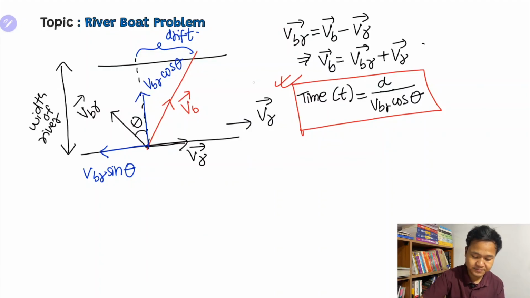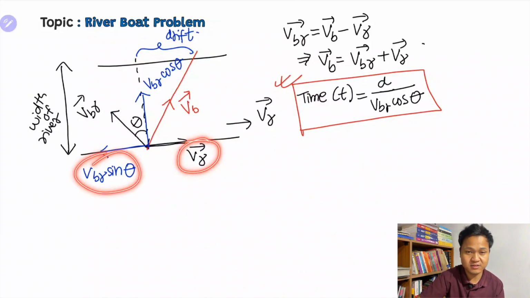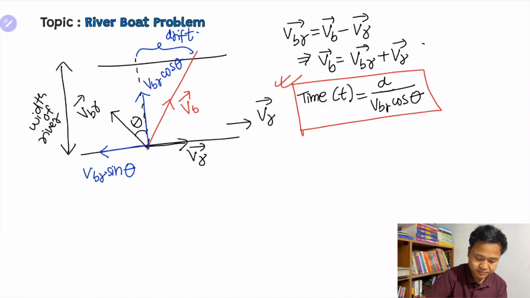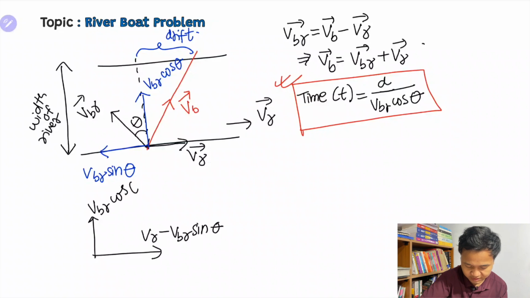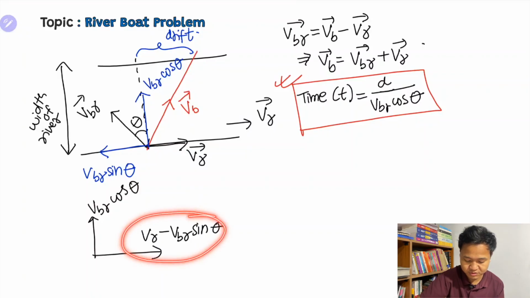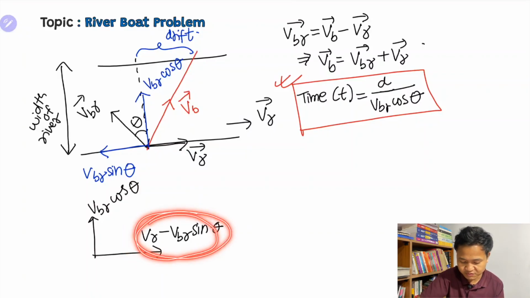And the next thing is the drift. Who is responsible for this drift? The resultant of this and this. Along this side I have VR minus VBR sine theta, along this side I have VBR cos theta. You have to know how to take components here. Now we see that the horizontal component is responsible, so this component of velocity is responsible for horizontal movement.